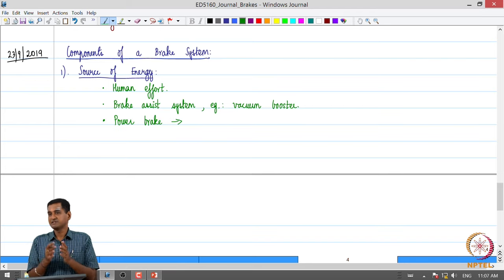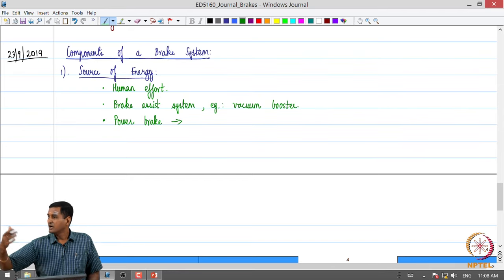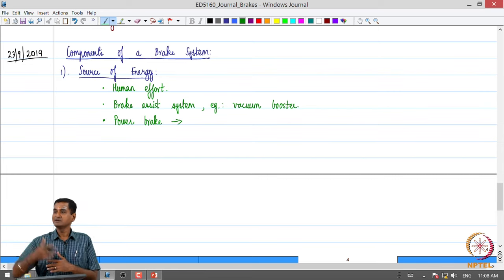we have a separate source of energy. For example, let's say we take heavy vehicle brakes, trucks and buses. In them we have compressed air. You might have seen these tanks on the side of a truck with air written on them. Those tanks store compressed air. Air is taken from the atmosphere, and a compressor pressurizes and stores it in them. When the driver presses the brake pedal in a truck or a bus, the driver is not transmitting the force to the wheels directly. The driver is only regulating how much compressed air is taken from those tanks and given to the brakes on the wheel. Such brake systems are what are called power brakes.